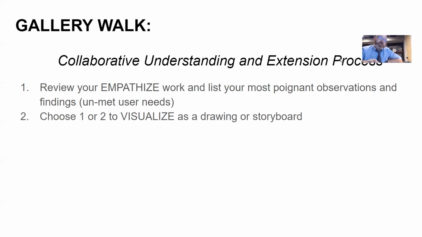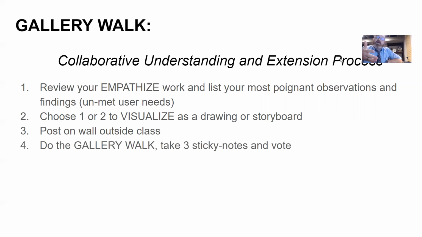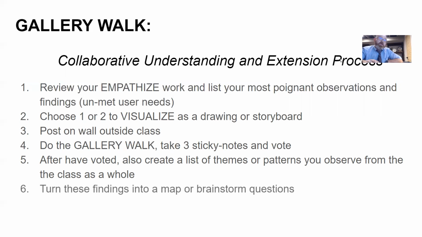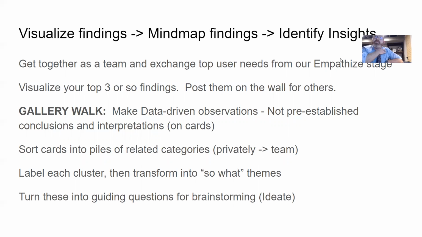Choose 1 to 2, or however many you'd like, to visualize as a sketch or as a storyboard. Post on the wall outside class. In this case, you're putting them on your e-portfolio, and then go through and walk and leave a comment or be inspired. Take notes on your teammates' work. Here we're voting; you don't have to vote in this case. And create a list of themes or patterns you're observing from the class as a whole. Then we turn these findings into a map for brainstorming questions. So basically, from those, you can turn them around and turn them into what we call trigger questions.